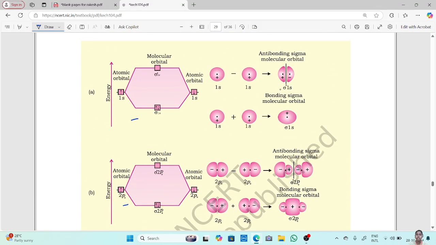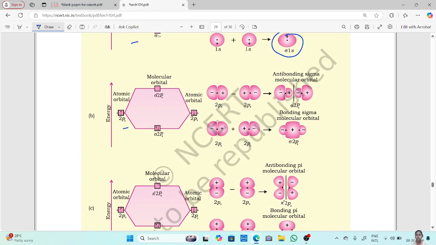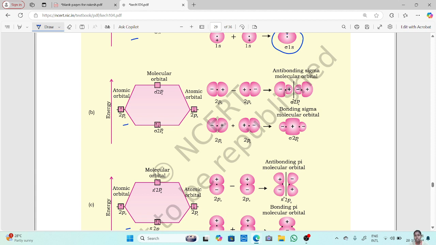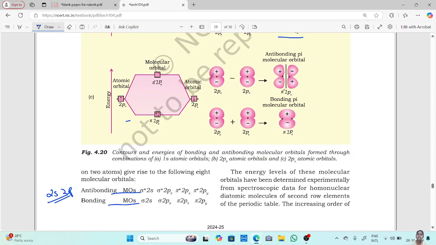For 1s you can see there is a bonding sigma molecular orbital and an anti-bonding sigma molecular orbital. One is bonding and another one is anti-bonding. Okay, so this is the anti-bonding molecular orbital, this is the bonding molecular orbital. Again same here, this is anti-bonding, this is bonding molecular orbital. There is a nodal plane, this is a nodal plane. Okay, so this is anti-bonding and again this is bonding.